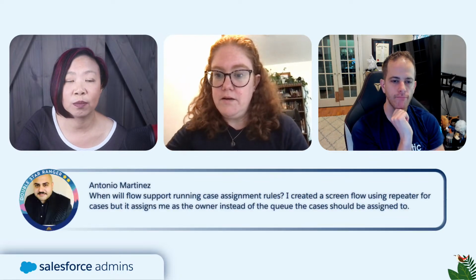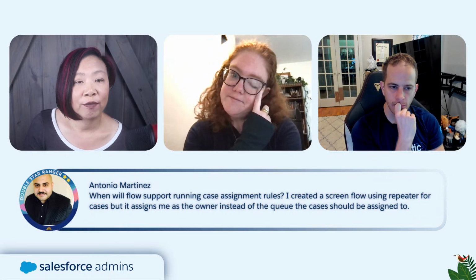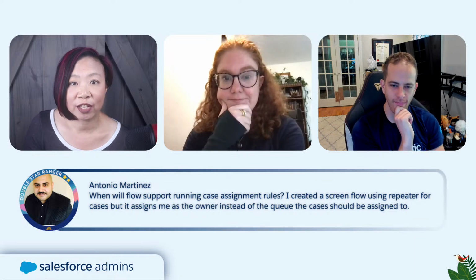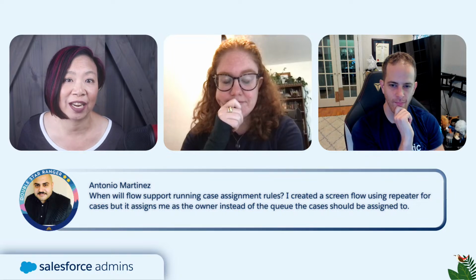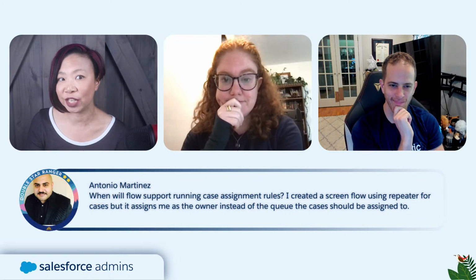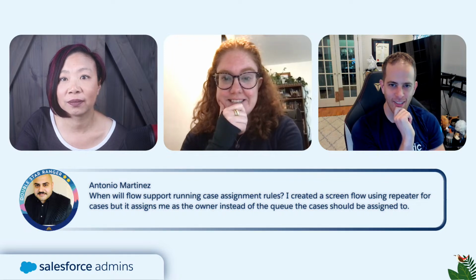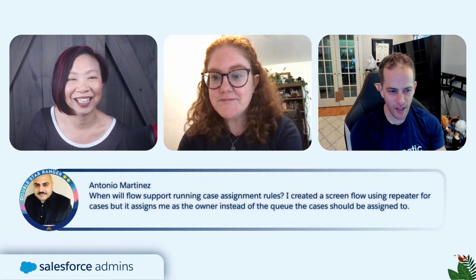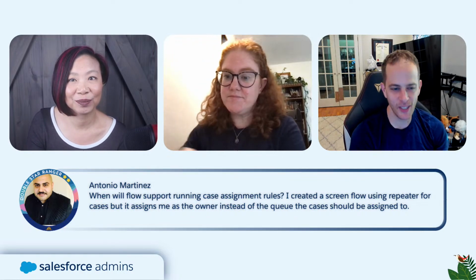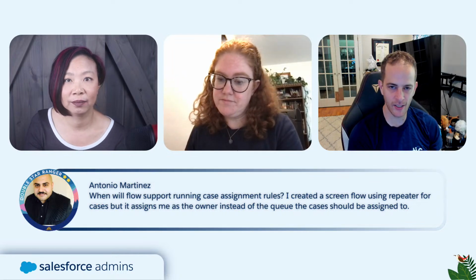Thanks. And our next question comes from Antonio. When will Flow support running case assignment roles? I created a screen flow using a repeater for cases, but it assigns me as the owner instead of the queue the cases should be assigned to. Yep. This one has been around since the dawn of Process Builder, which is one of those things that we'd love to get to and just bake into the Create element.